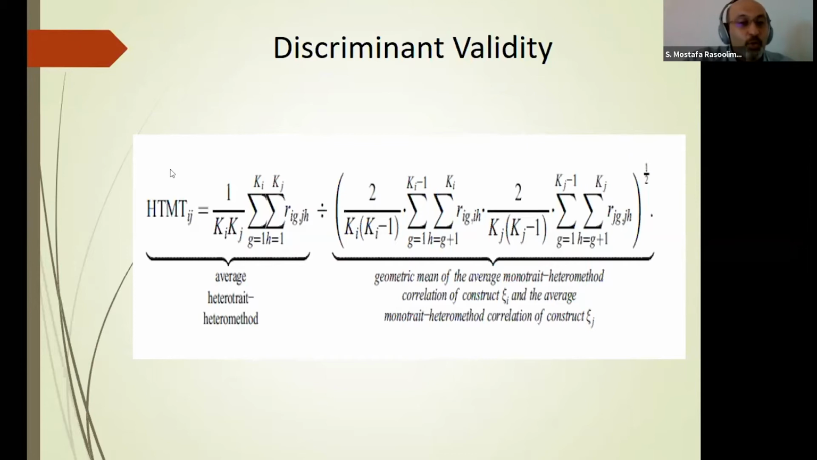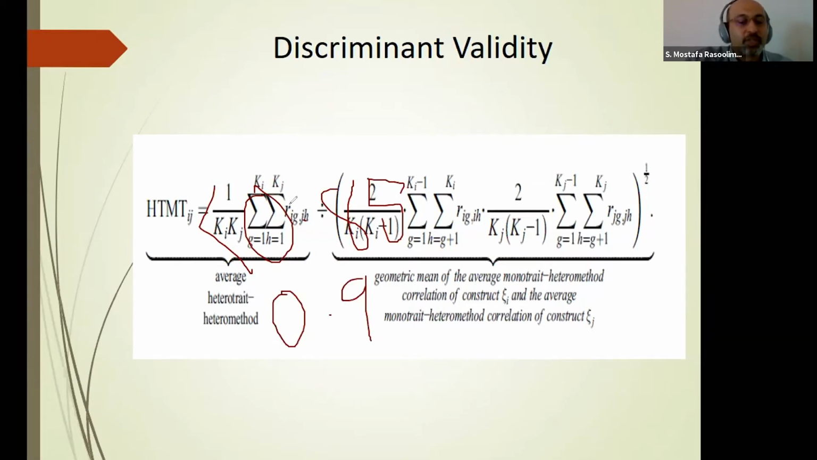So this value should be low. This HTMT should be lower than 0.85 or 0.9. We have different literature: some literature says 0.85 and some says 0.9. You can choose whichever you want based on your result. So this is another criterion for assessment of discriminant validity.